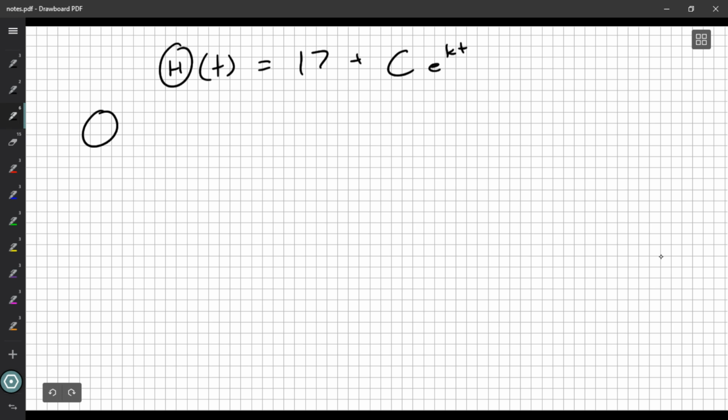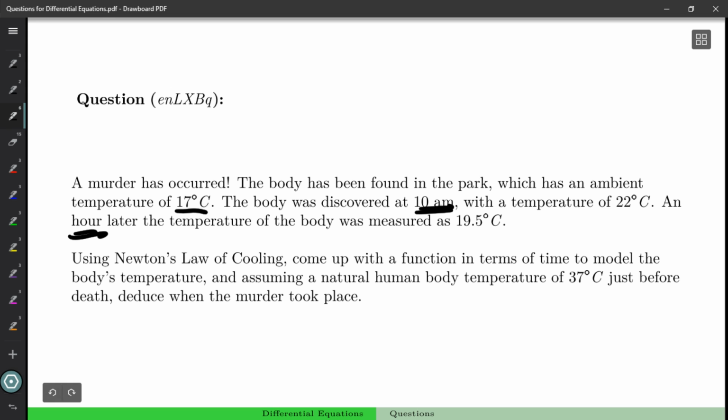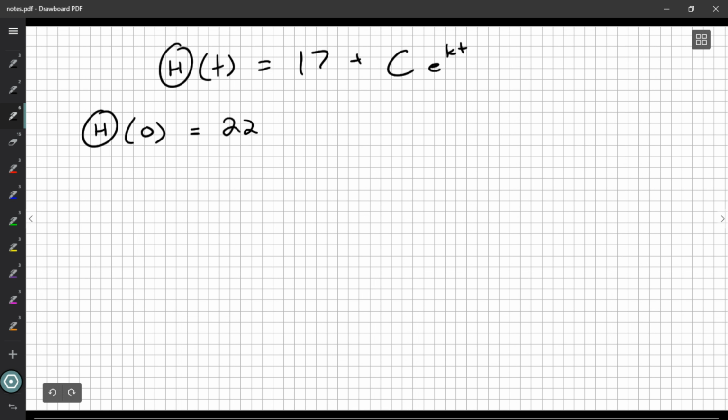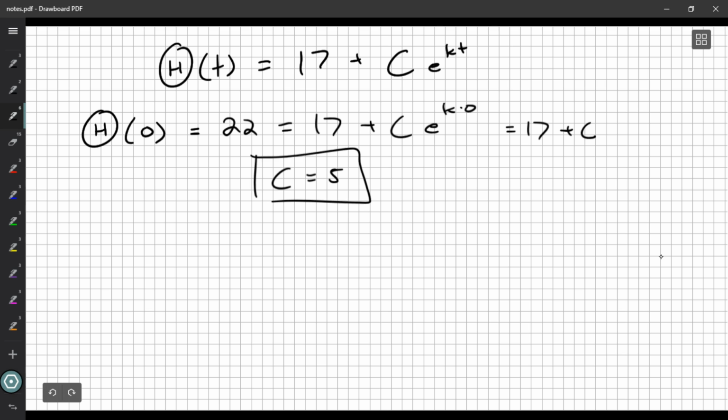So what are we told? Since we're measuring from when the body was discovered, time 0, 10 a.m. in the question, has the body's temperature at, what was it, 22? 22 degrees, yes. So that's 17 plus c e to the k times 0. And we can quickly see that c is going to be 5.